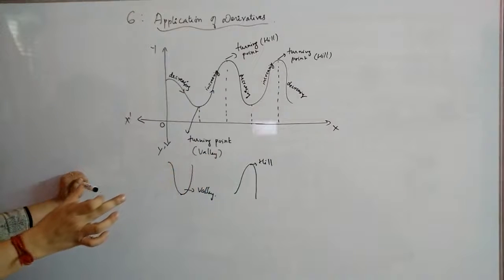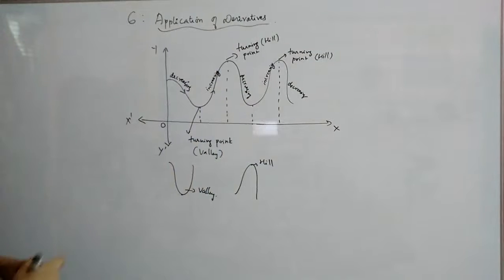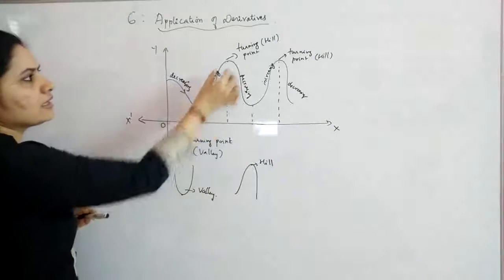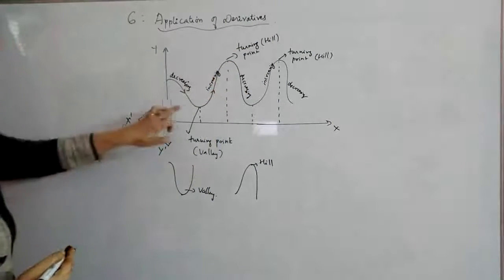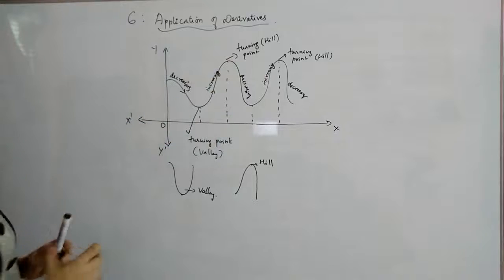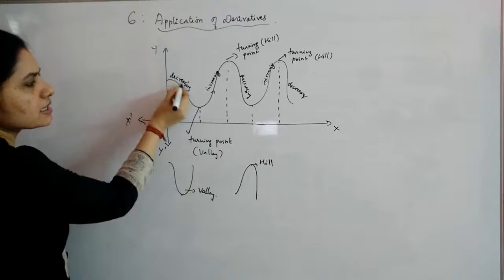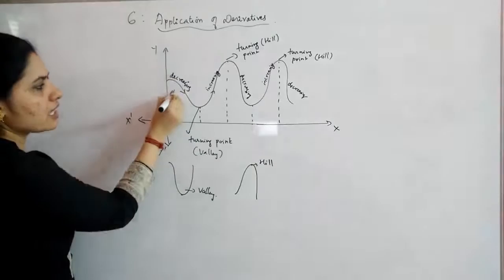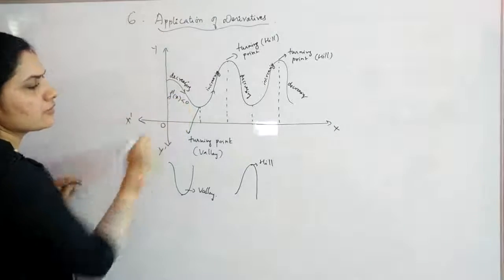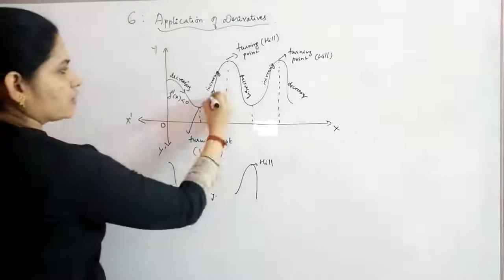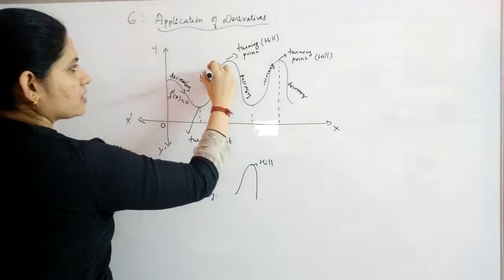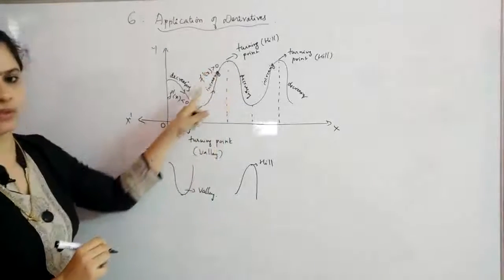So when you have these turning points, that point is actually known as a critical point. Where the function is decreasing, it has a derivative less than 0, and the function has a derivative greater than 0 when it is increasing. Like this it will be going.